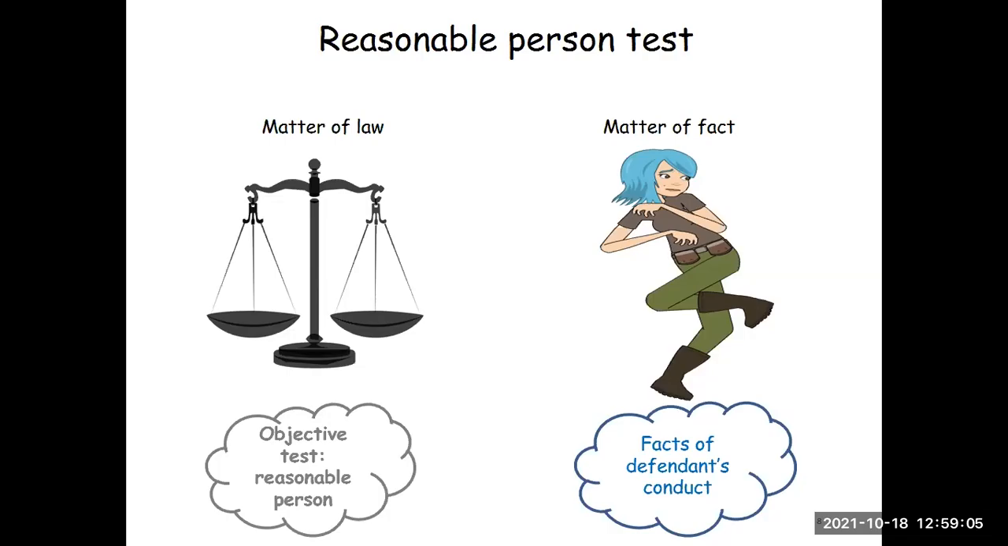So the facts of the defendant's conduct: you take the reasonable man test and you say, in these circumstances, what would the reasonable man have done? Then you compare the defendant's conduct against what we would have expected of the reasonable person. If the defendant's conduct falls below what we would have expected of the reasonable person, then we have breach of duty of care. If it's the same as what we would have expected, or even better, then we don't have breach of duty of care. And what does that mean? That means that your claim in negligence will not succeed.